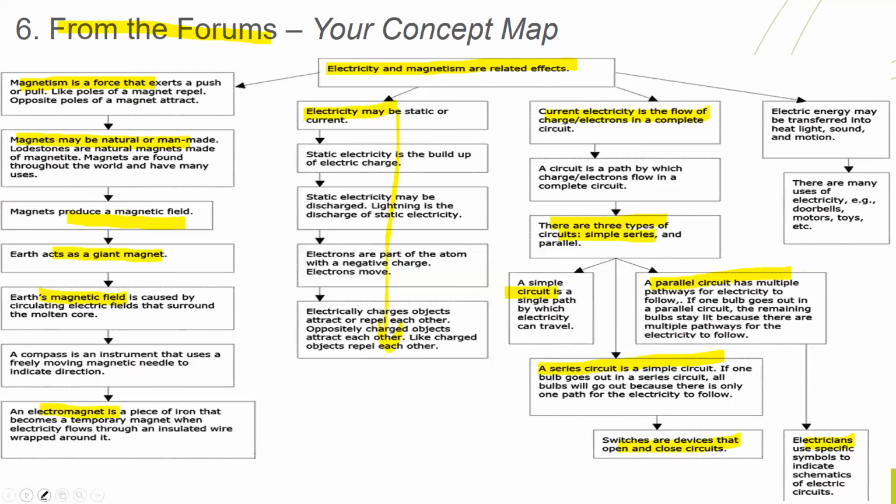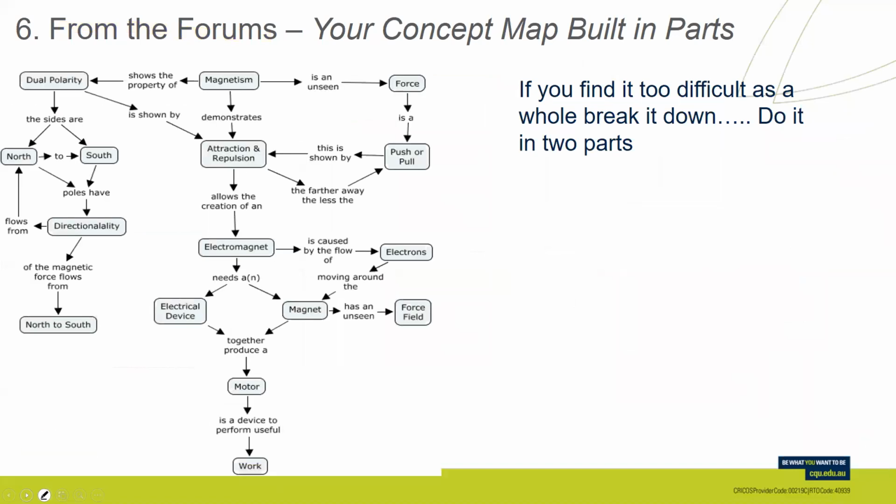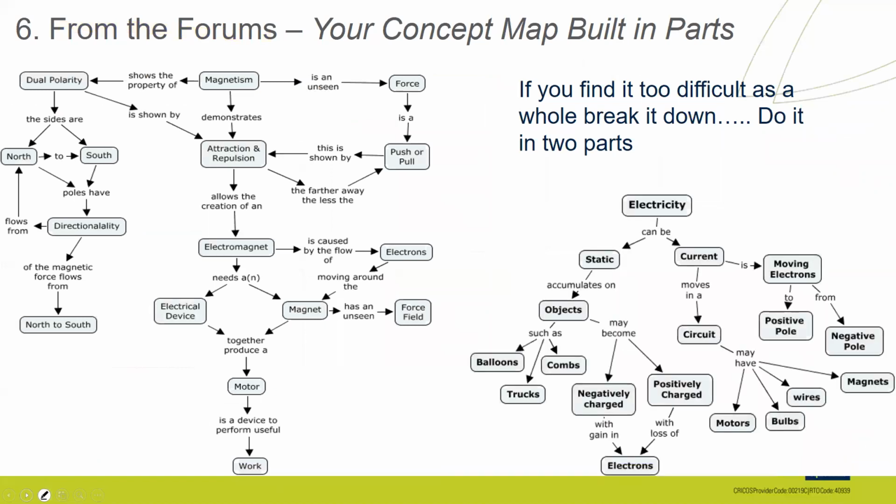And so look at your concept map. If that's too difficult, break it down. Do one on magnetism and then do one on electricity. So you may be thinking, wait a minute, magnetism, electricity, electromagnetism, oh God, that's out of my ballpark. Do one on each.